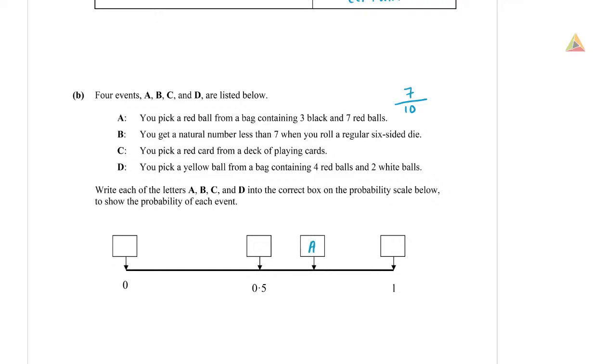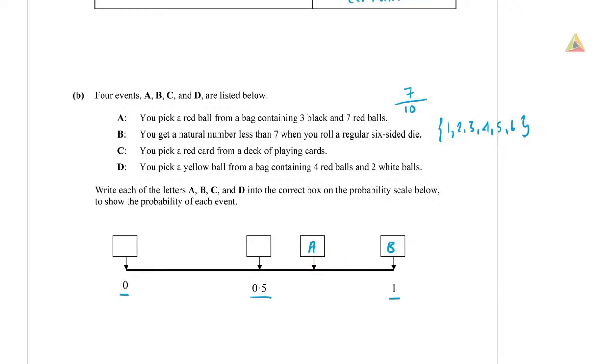If we look at B, you get a natural number less than 7 when you roll a regular 6-sided die. Well, that is going to be certain because the numbers on a 6-sided die are 1, 2, 3, 4, 5 and 6, and they are all natural numbers less than 7, so that is certain. So we're going to put event B in the certain scale. So remember, 1 is certain, 0.5 is 50-50 and 0 is impossible.